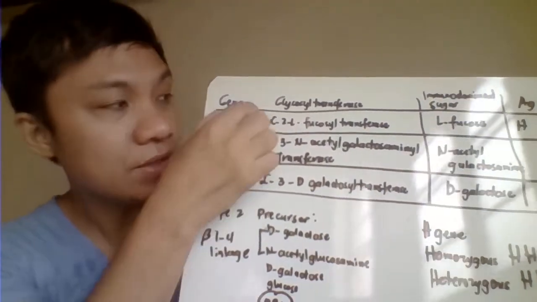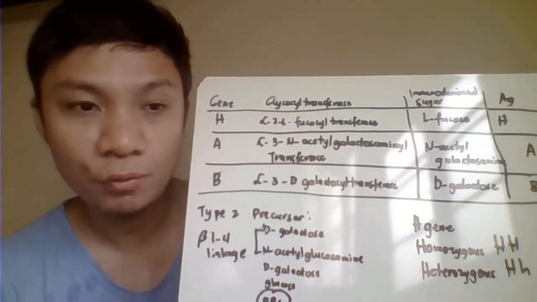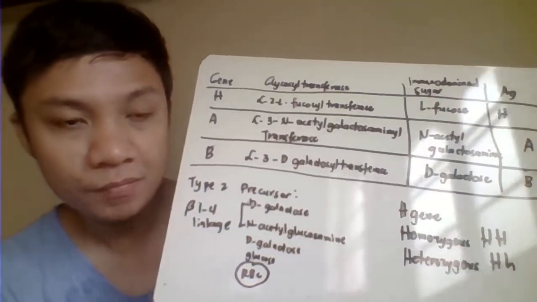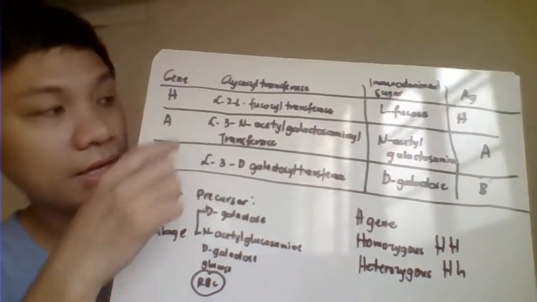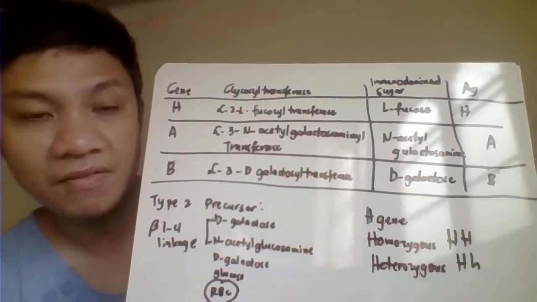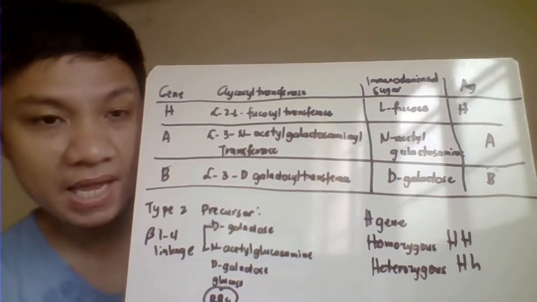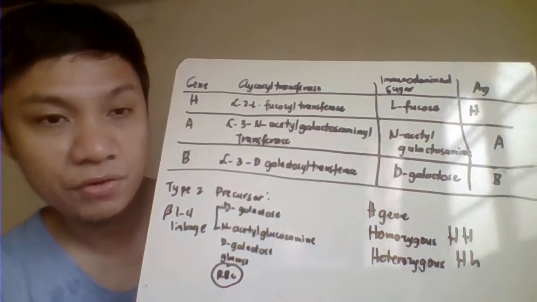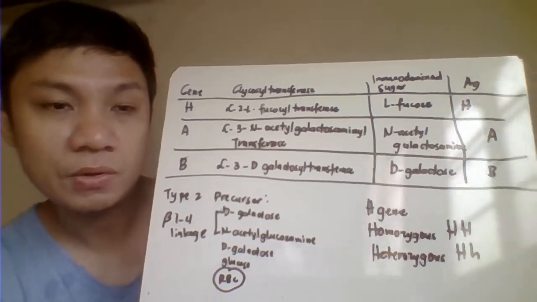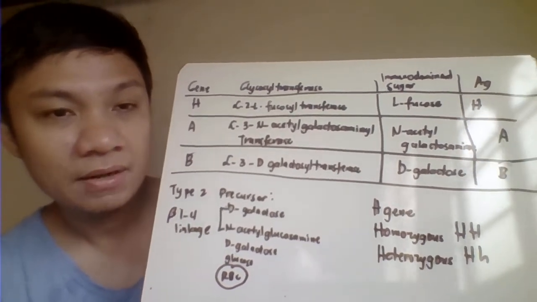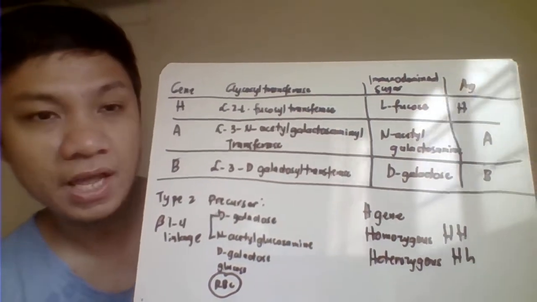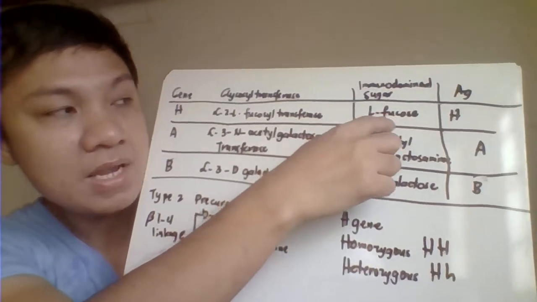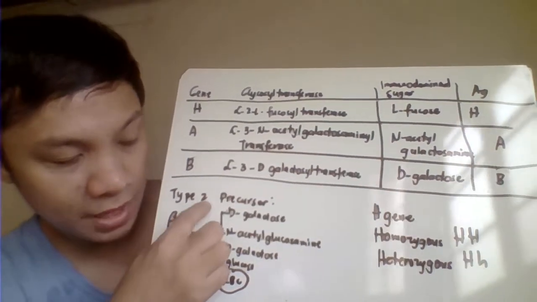So again, our genes code for the production of our enzymes. So these are the enzymes that they produce. Okay, your H gene tries to code for the production of your alpha-2-L-fucosyl transferase. And this is the enzyme which tries to transfer the sugar L-fucose, which is the immunodominant sugar for your H antigen. Okay, so they try to transfer here the L-fucose to your type 2 precursor.